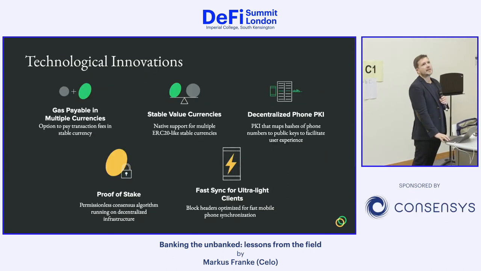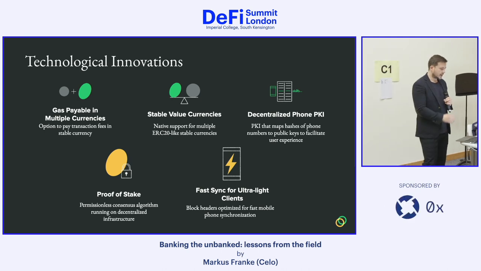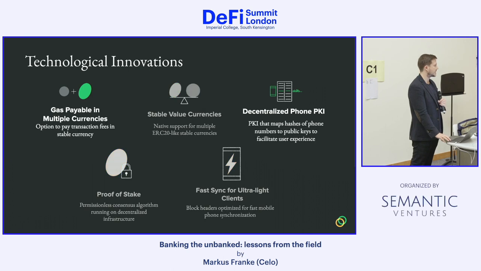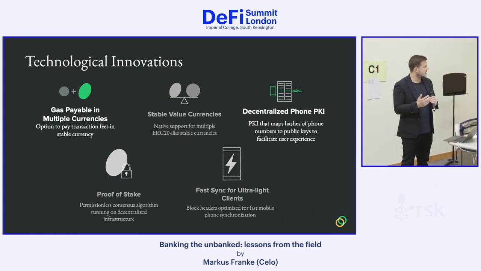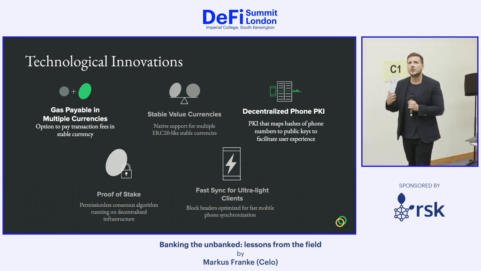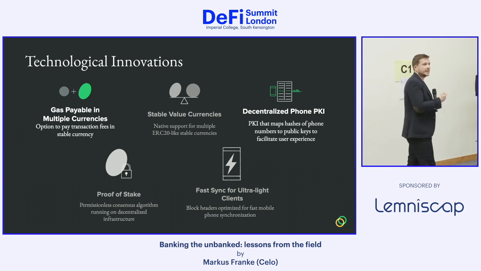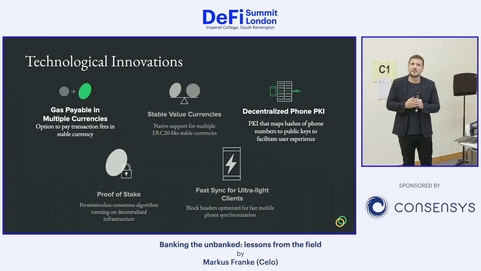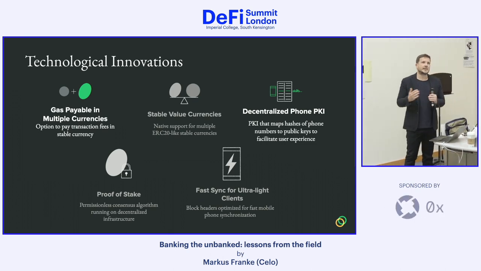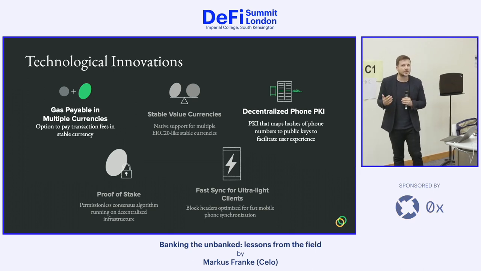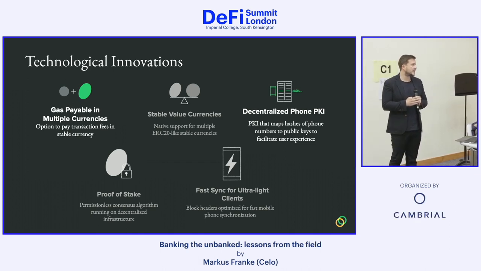And I just want to mention two technological innovations that are very important for the talk on user research, because they actually came out of user research in the past. The first is that on the Celo network, it's possible to pay for gas in multiple currencies. When we did user research, for example, in Colombia, people told us that they don't get the notion of paying a transaction in one currency and then paying for transaction fees in another currency. Therefore, getting this feedback from our users, it was crucial for us to build that into the Celo platform, so that you're able to pay for gas in the same currency as you're doing the transaction.